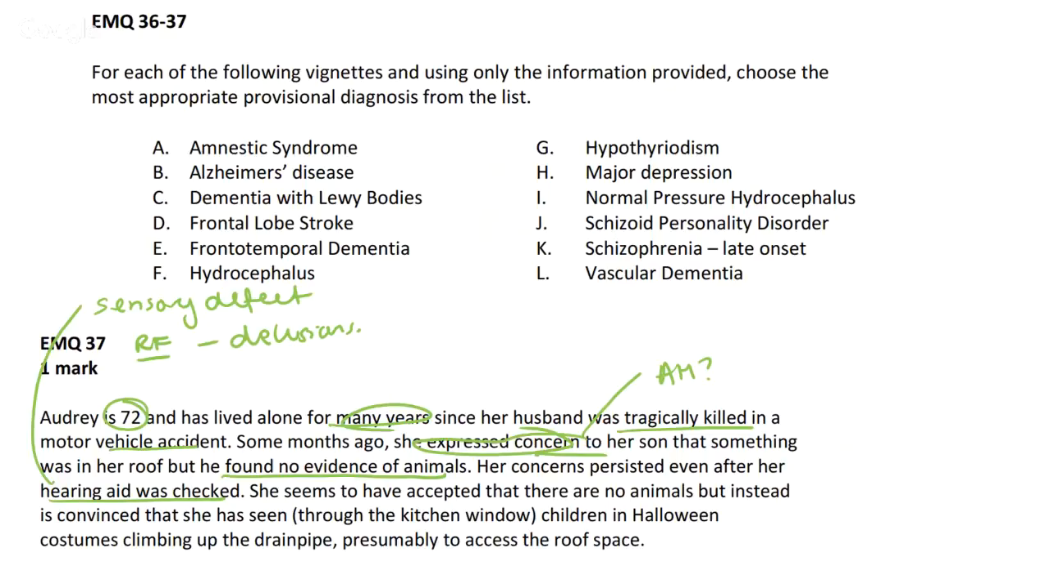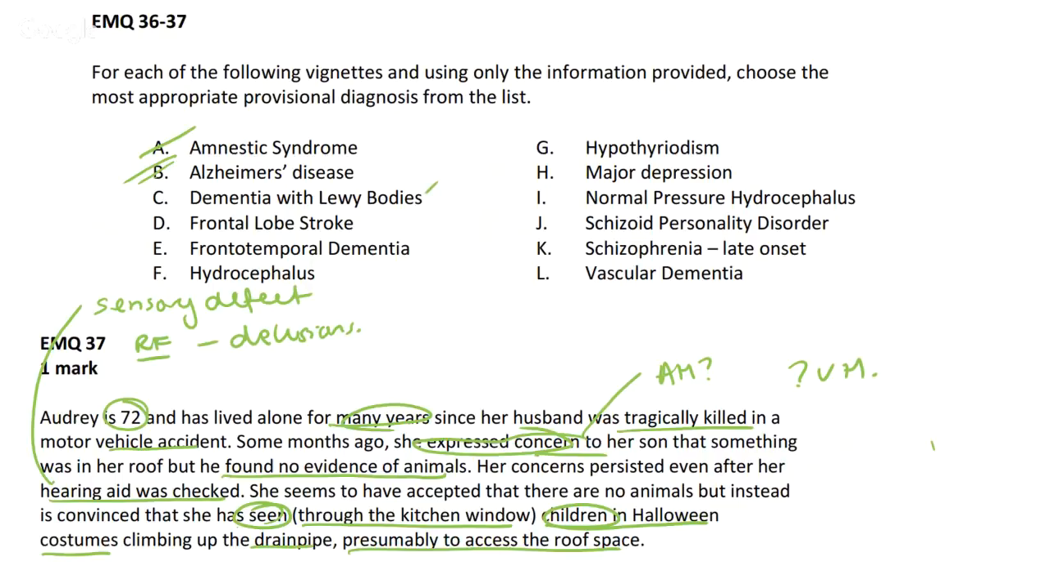So she seems to have accepted that, but instead is convinced that she has seen through the kitchen window children in Halloween costumes. So it's a well-formed visual hallucination. So she potentially also has visual hallucinations, climbing up the drain pipe, presumably to access the roof space. Okay, so amnestic syndrome, no. Do you think she might have Alzheimer's? There is no evidence of any cognitive decline. Do you think she might have dementia with Lewy bodies?